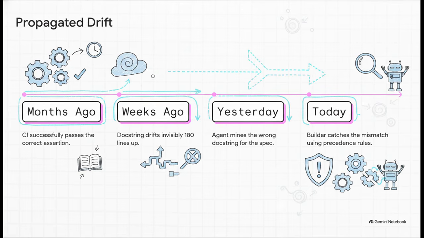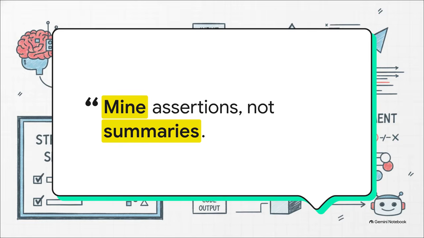So, when an agent mined the repo to write a spec, it naturally read the human summary, the docstring, and copied the wrong instruction. Luckily, when the AI builder executed the spec's strict precedence tables, it got outdated and actually pushed back against the flawed spec. And this case file proves a monumental rule for spec-first building.